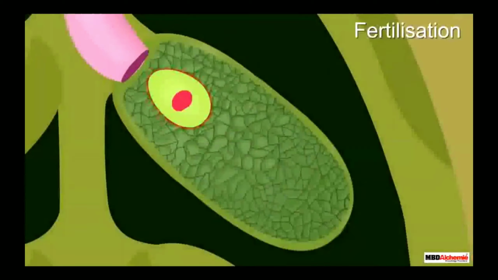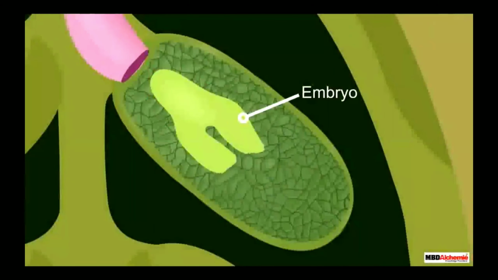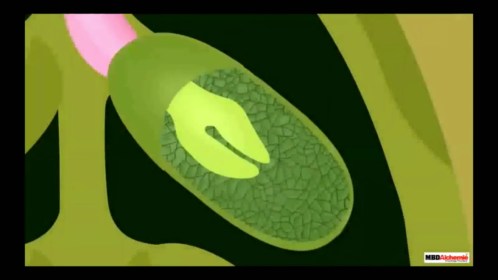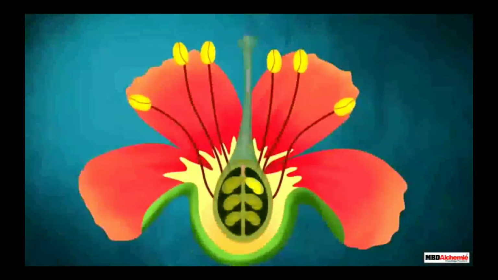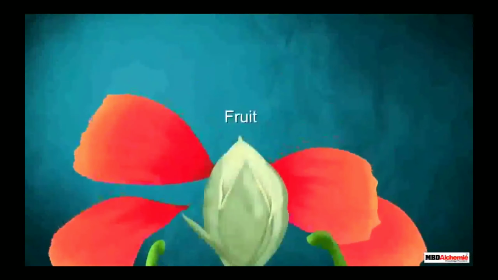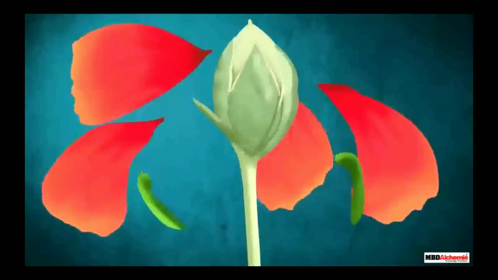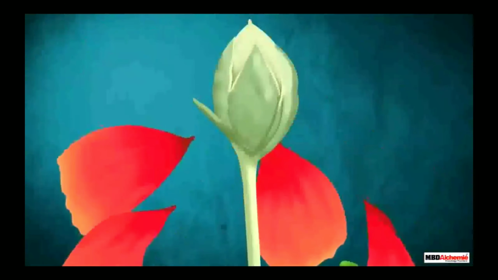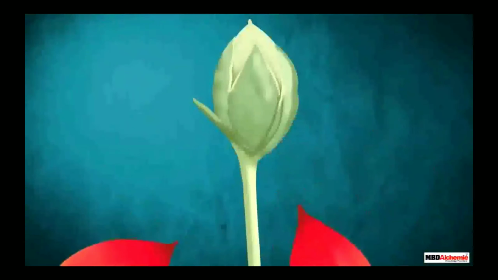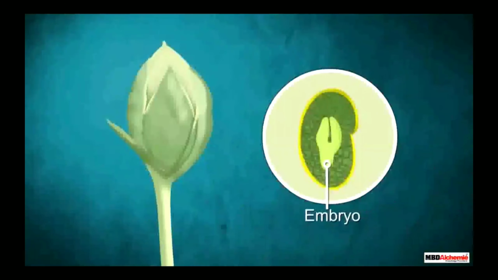The zygote formed after the fertilization then divides several times to form an embryo inside the ovule. The ovule develops a tough coat and changes to a seed. The ovary, on the other hand, ripens and forms a fruit around the seed. At this time, the other parts of the flower, like the sepals and petals, fall off. So, a seed present inside a fruit contains an embryo, which is actually a baby.